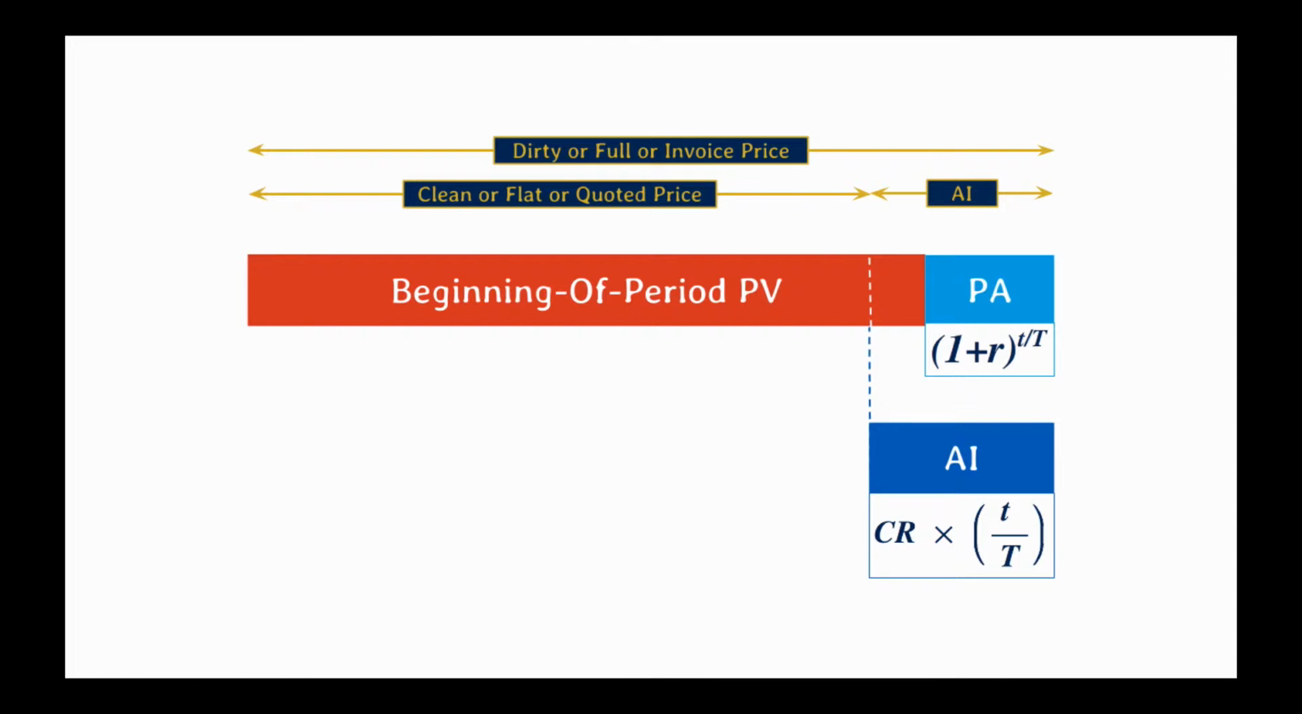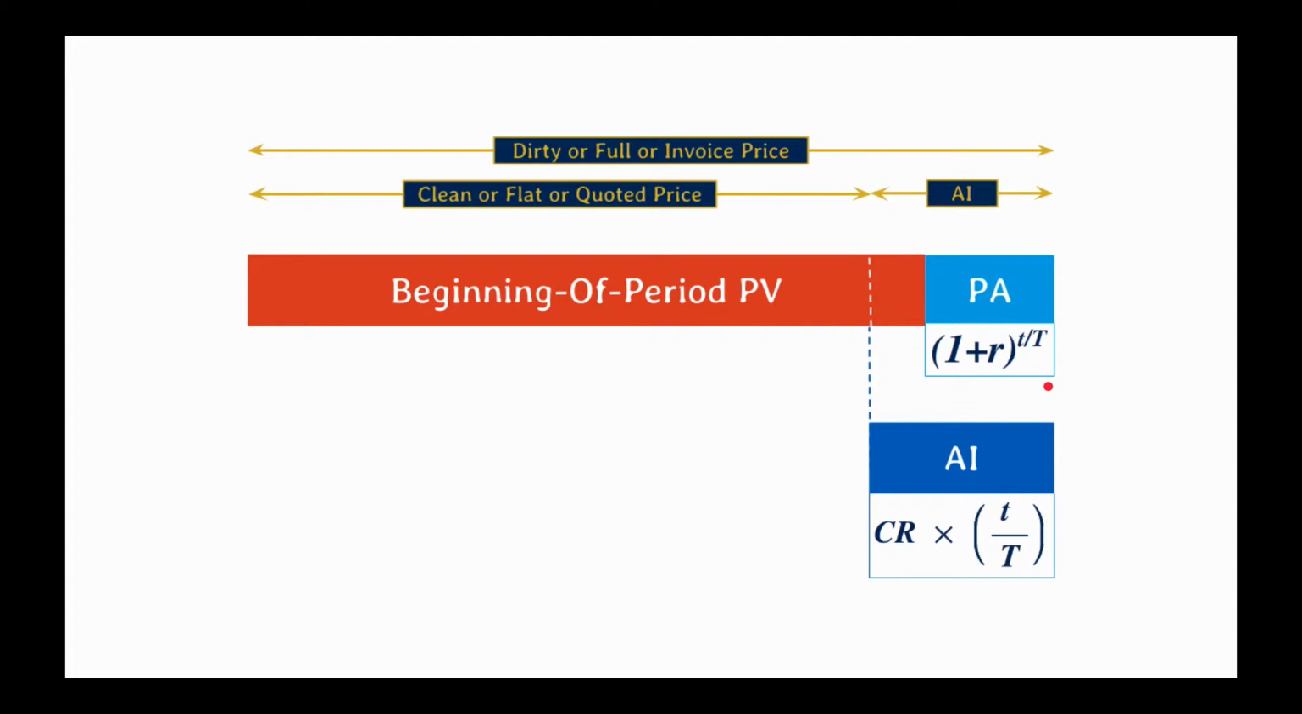When a bond is in between coupon payment dates, its price has two parts. There's the flat price and the accrued interest. From the time of the last payment, the rate of increase in the bond's value is equal to the bond's yield to maturity. So the value of this bond between coupon payment dates is its valuation at the last payment date multiplied by a future value factor.